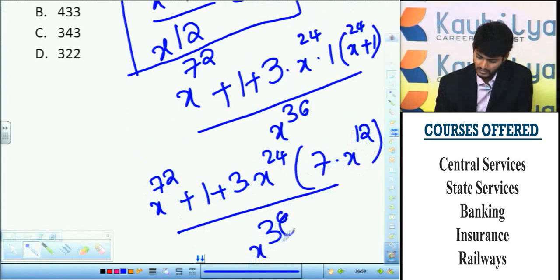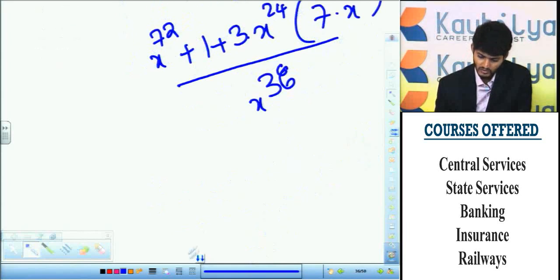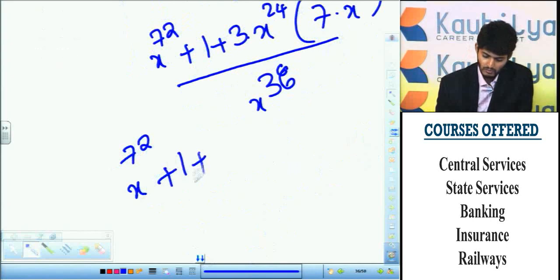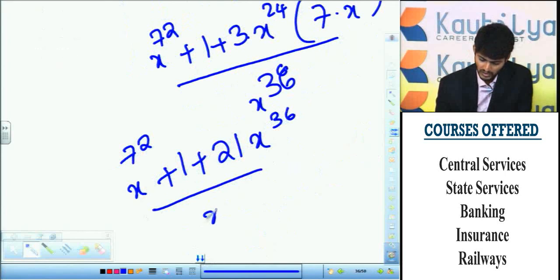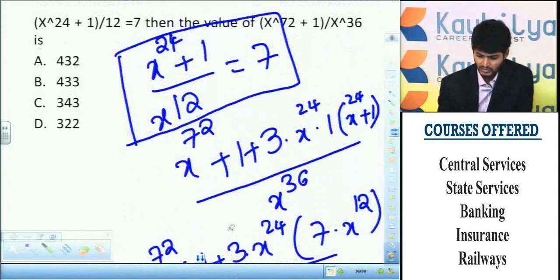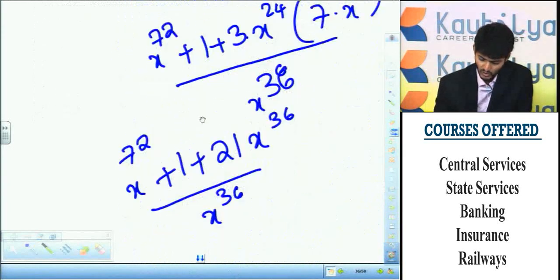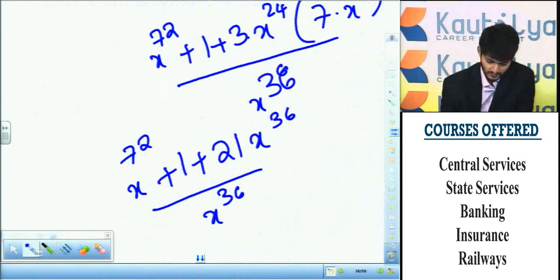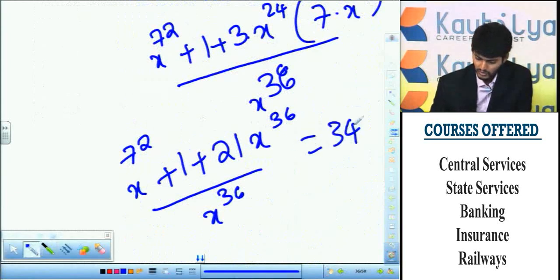Now you can see that x power 24 into x power 12 will become x power 36. So 3 into 7 will become 21. So finally the question would become x power 72 plus 1 plus 21 x power 36 by x power 36. You would have forgotten what is the right hand side of the given problem. So far we have not seen. Right hand side of the given problem is 7. So if you cube 7 also, you will get something called 343. 7 cube. Remember the cubes up to 12, which would be very useful for you.